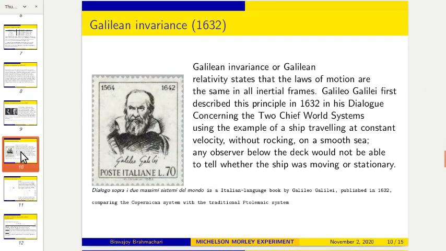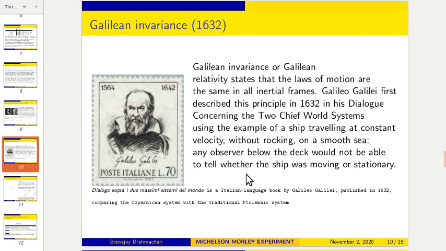So what is Galilean relativity? Galileo, in his book Dialogue Concerning the Two Chief World Systems in 1632, gave this idea with an example: a ship traveling at constant velocity without rocking on a smooth sea. Any observer below the deck would not be able to tell whether the ship was moving or stationary.